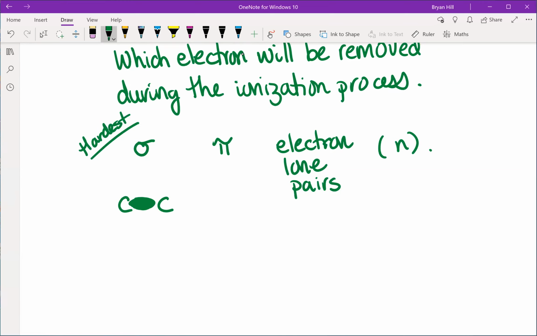Then, if we're talking about pi electrons, remember the pi electrons are above and below the internuclear bonding direction, or lone pairs. If you've got, say, an oxygen with a double bond here, you'd have some lone pairs off in the various orbitals that they would be located in. So which one do you think would be easier to remove?